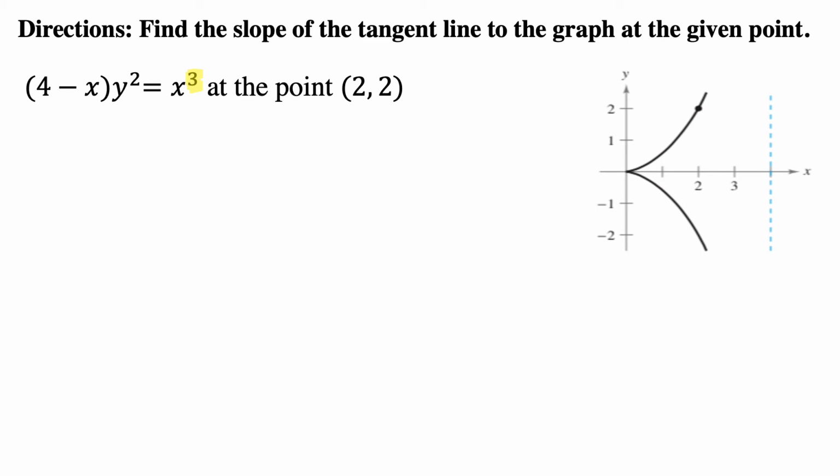Just like before, we want to go ahead and take our derivative on both our left side and our right side. Notice on our left side, though, we have the quantity 4 minus x times y squared, which means to take the derivative on the left-hand side, we need to use the product rule.